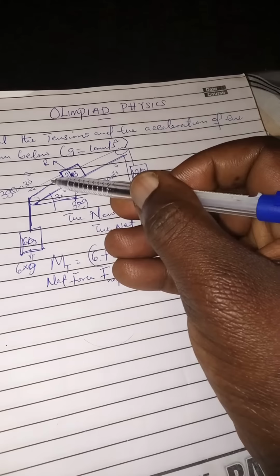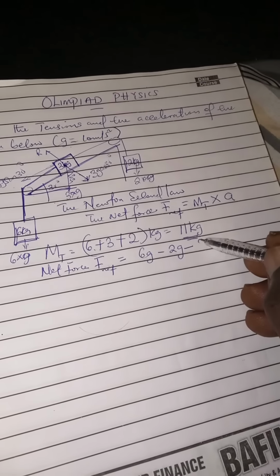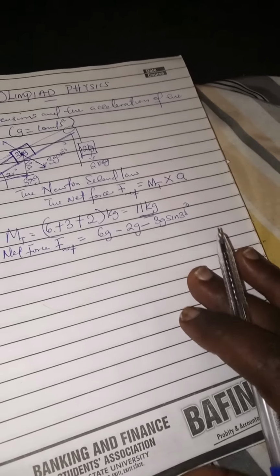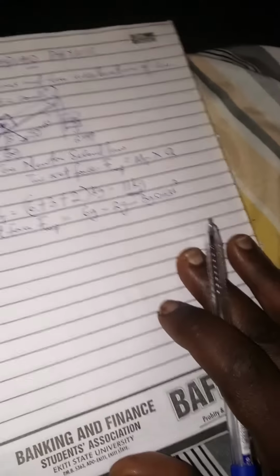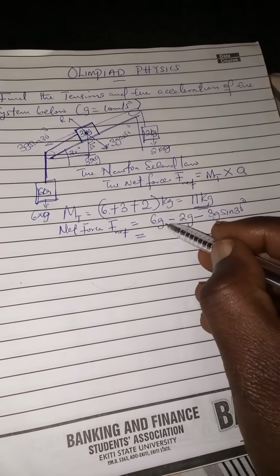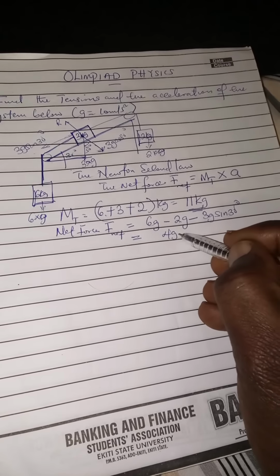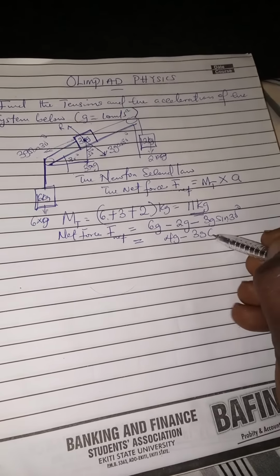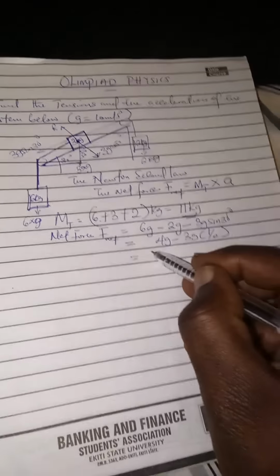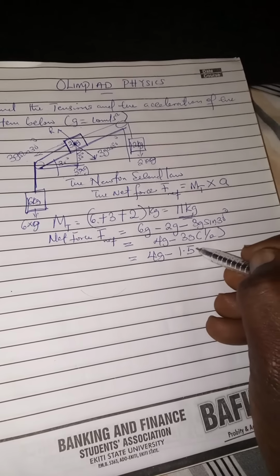So what you have here is that you are going to resolve along the plane. So you have 3g sine 30 degrees. That is very good. When you find the total net force, you are going to have 6g minus 2g, that is 4g, minus 3g sine 30. Sine 30 is half. So you're going to have 4g minus 1.5g.